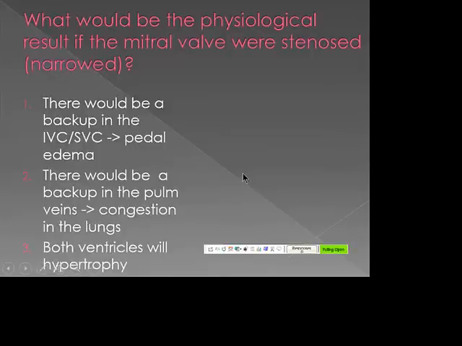Okay, let's look at this. What would be the physiological result if the mitral valve was narrowed? So I'm taking you, as you can see, through the cardiac cycle and all that I've told you so far. The cardiac cycle helps you to answer 50% of the questions, so really know that well and work your way through. Pedal edema means edema in the feet.